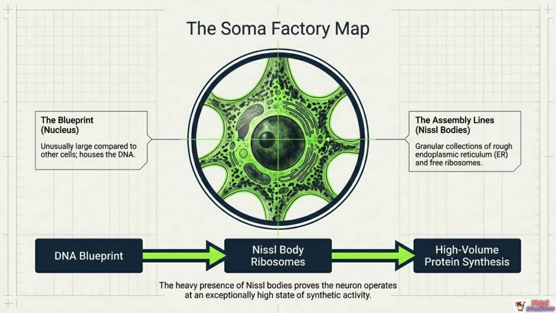They are massive collections of rough endoplasmic reticulum and free ribosomes. This heavy presence of Nissl bodies is a definitive histological hallmark. It proves that the neuron operates at an exceptionally high state of continuous synthetic activity, constantly manufacturing the massive volume of structural proteins and neurotransmitters required to maintain the long axon and facilitate continuous synaptic communication.